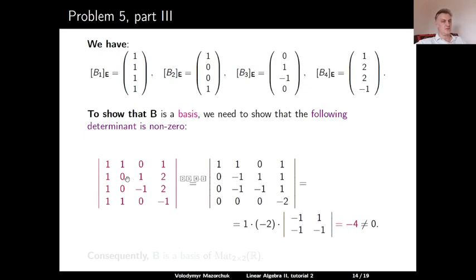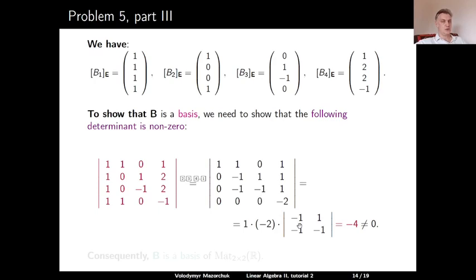Row 1 is the same, so row 2 becomes 1 minus 1 is 0, 0 minus 1 is minus 1, 1 minus 0 is 1, 2 minus 1 is 1. Row 3 becomes 1 minus 1 is 0, 0 minus 1 is minus 1, minus 1 minus 0 is minus 1, 2 minus 1 is 1. And row 4 becomes 1 minus 1 is 0, 1 minus 1 is 0, 0 minus 0 is 0, minus 1 is minus 2.